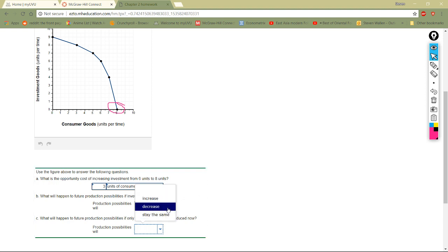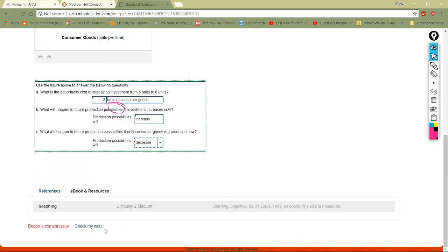Now, this is where it gets tricky. Would it decrease or stay the same? Now, I want you to think about what happens to factories, what happens to roads if you don't put money into them. Do they stay the same? No, they degrade, right? Things get destroyed. And so actually, you could see a decrease. Let's check my work and see what happens.